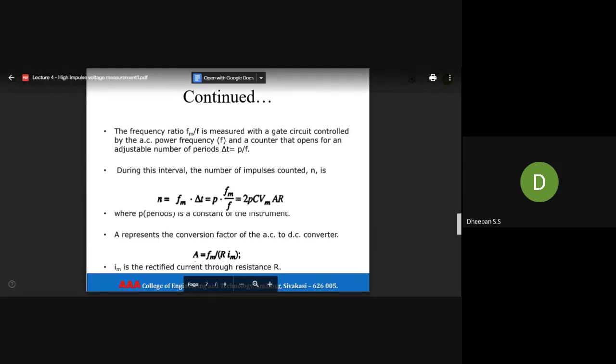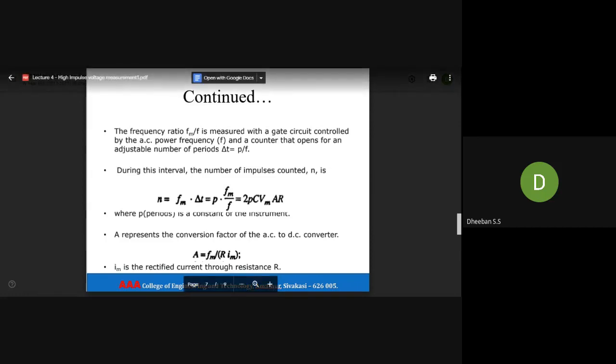Okay, so here they will be saying the frequency ratio Fm by F is measured with the gate circuit controlled by an AC power frequency F, okay, and a counter that opens for an adjustable number of periods. So during this interval, the number of impulses counted is n. So this n value will be equal to Fm into the change in time period, that is the adjustable number of periods.